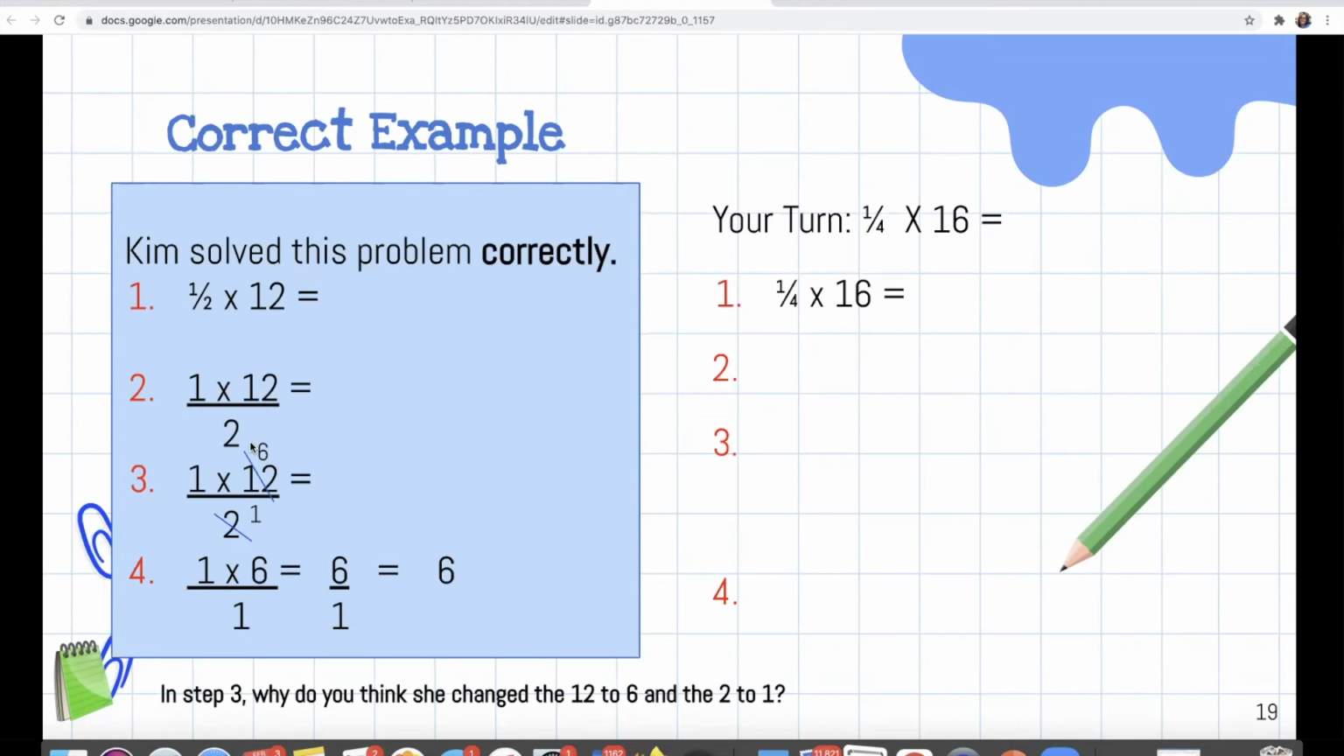And the student can go through, rewrite the problem, work it out, and come to the correct answer. And they have the same right side of them. Now, notice the important piece of this, though, is that question at the bottom where you ask why. Why do you think she changed the 12 to 6 and the 2 to 1?